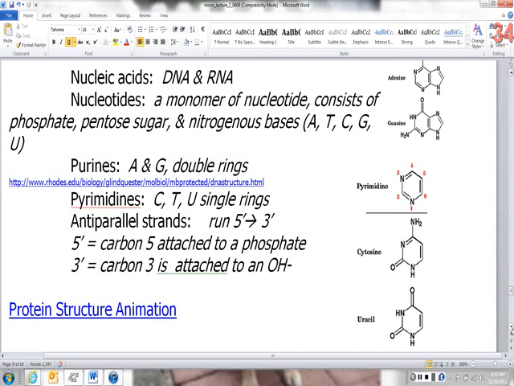The 5' end has a carbon number 5 attached to a phosphate, or has a terminal phosphate on carbon number 5. The 3' end is attached to a hydroxyl group, or has a terminal hydroxyl on carbon number 3.